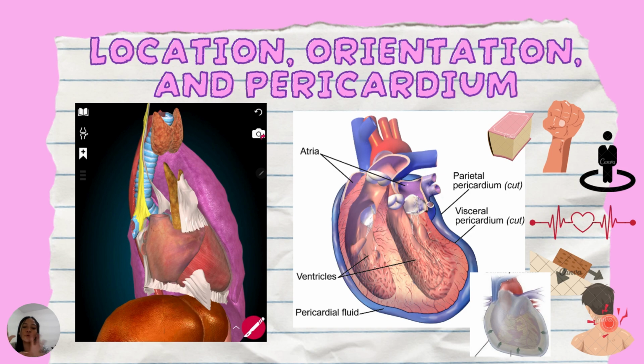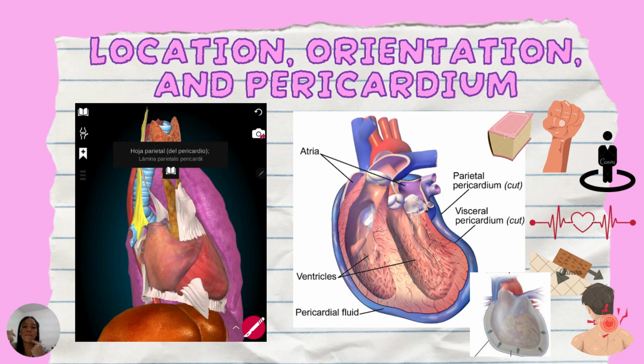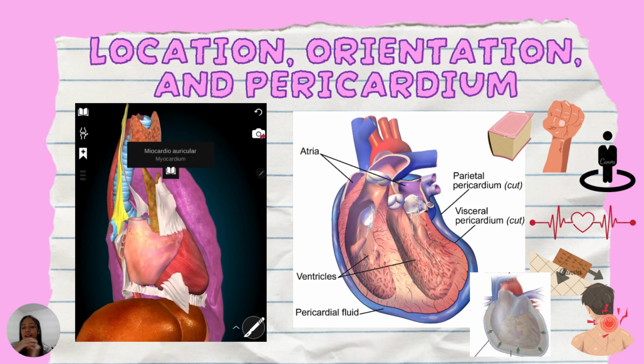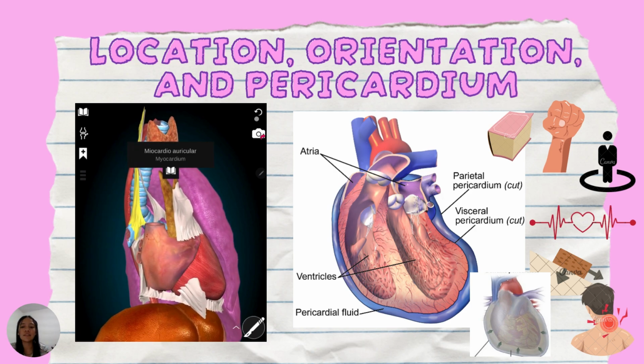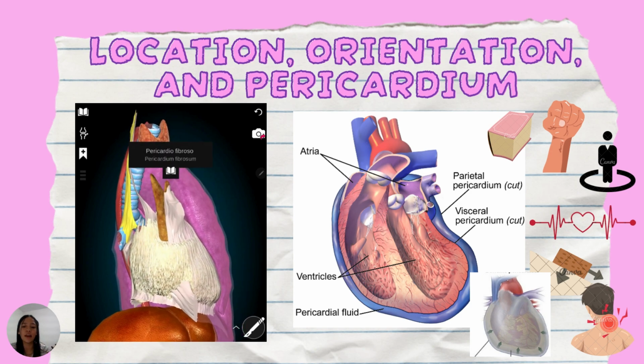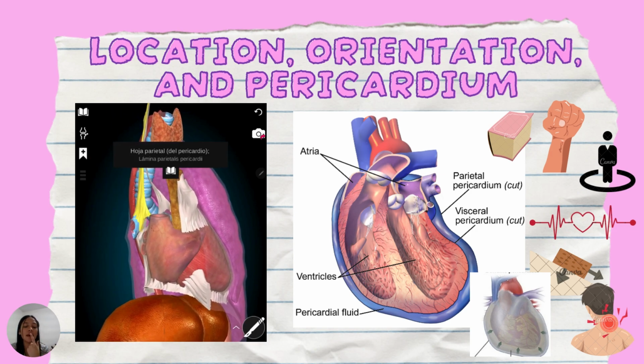When this fluid increases beyond the normal amount, it is called a pericardial effusion. It can compress the heart and produce cardiac tamponade, which shows how crucial and important this space is in our body.